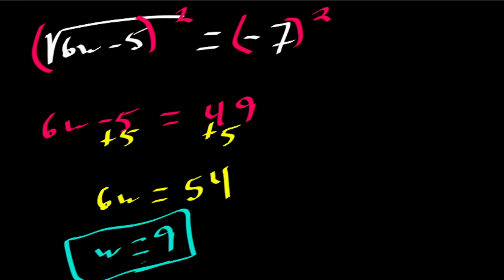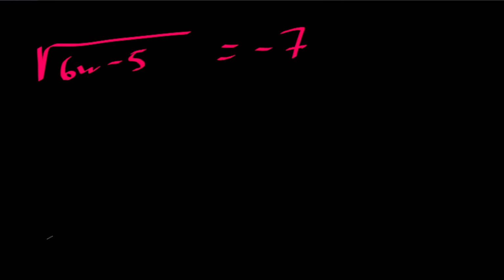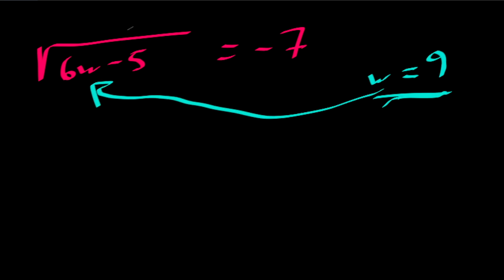Now, if we didn't check our answer, we'd say, yep, that's the solution, we're good to go. But watch what happens if we check our answer. So, at the very beginning, and I'll even start over so it looks clear, we had the square root of 6w minus 5 equals negative 7, right? Well, we just said w equals 9, so let's check it. Because technically, if this is actually a solution, we can plug it back in, and the left side should equal the right. I think by now you probably understand that.